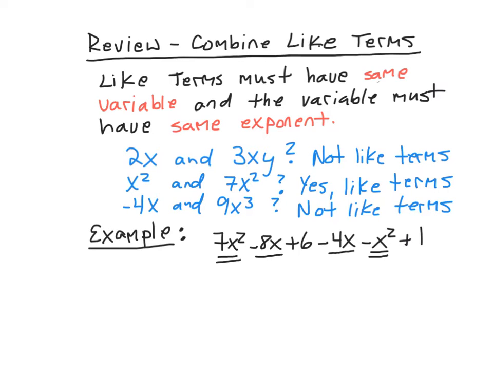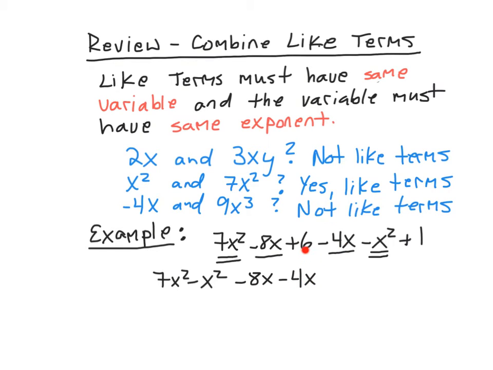I'm going to combine 7x squared, and I'm going to subtract the x squared from that. Because as you can see right here, they both are underlined twice. So these two are like terms. Likewise, I take my negative 8x and my negative 4x, and because both of those were underlined once, same variable, same power, I can combine these as well.